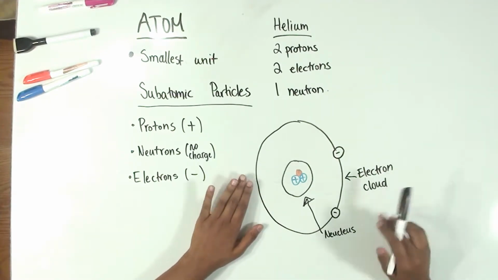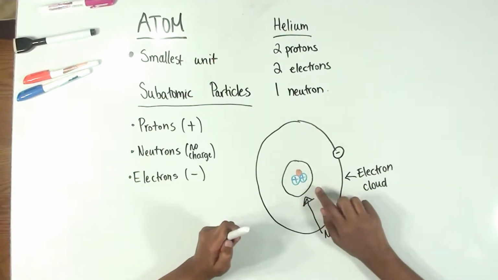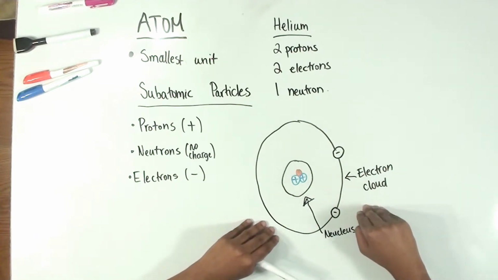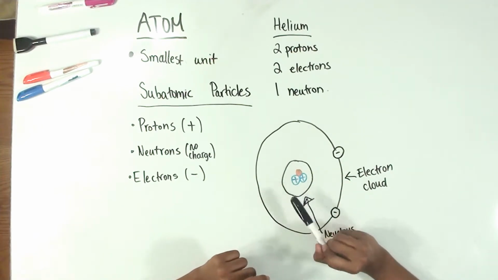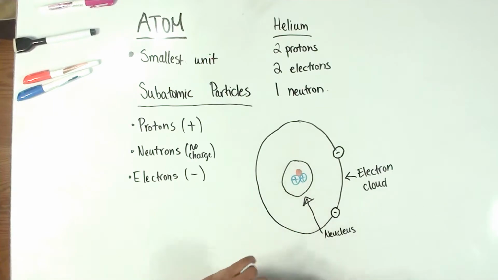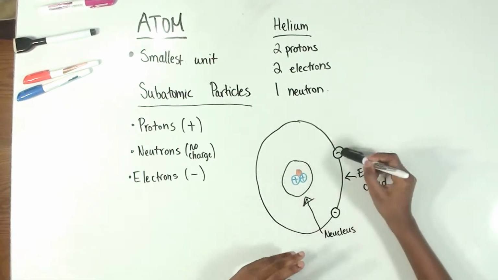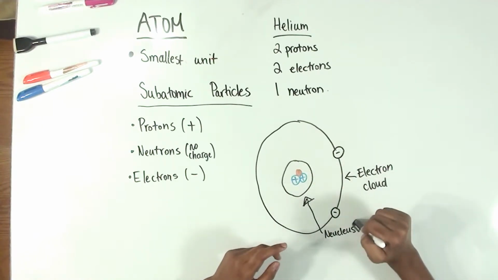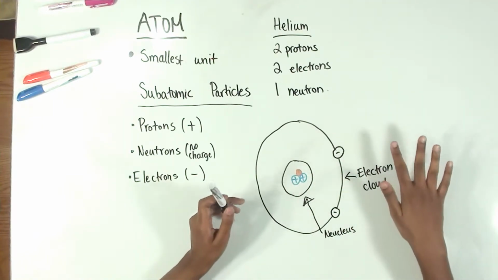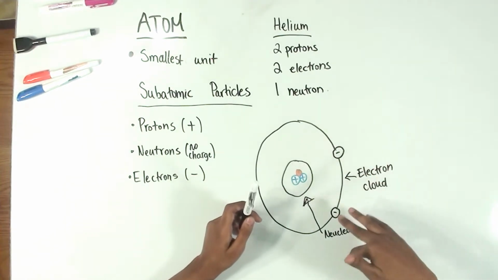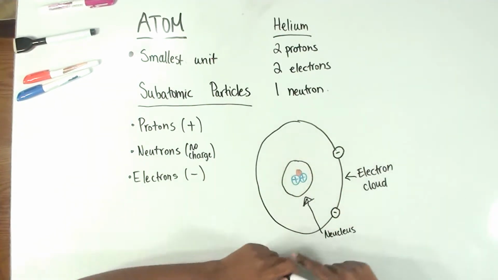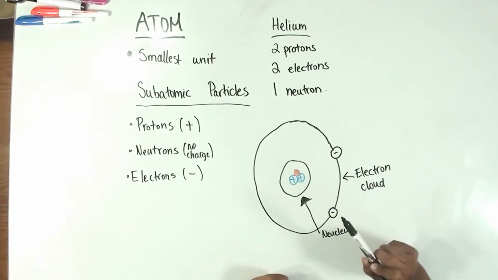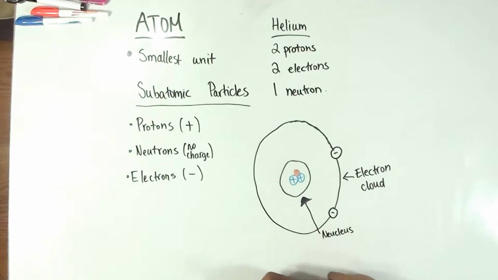So, as you can see here, size-wise, the nucleus is way smaller compared to the electron cloud. And within the nucleus, the protons and the neutrons are always bound together. The electrons are always freely flowing since they're on the electron cloud here. Another thing to also note is that the electrons are always orbiting the electron cloud.